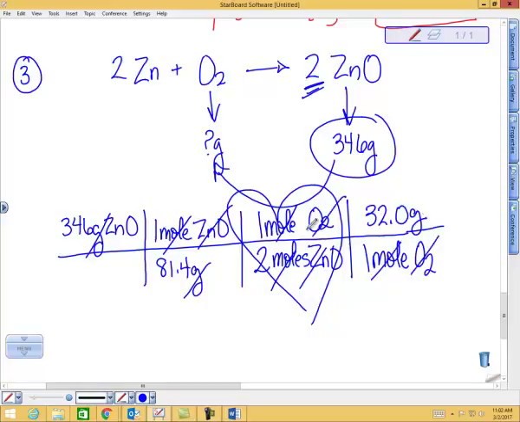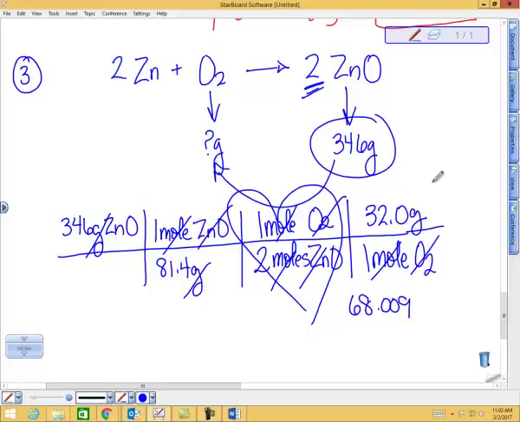All right, if it's on the bottom, you divide it. If it's on the top, you multiply it. So I'm going to take the 346 and divide it by 81.4, divide by 2, and times it by 32. I've got, the calculator says 68.009, and it keeps going.